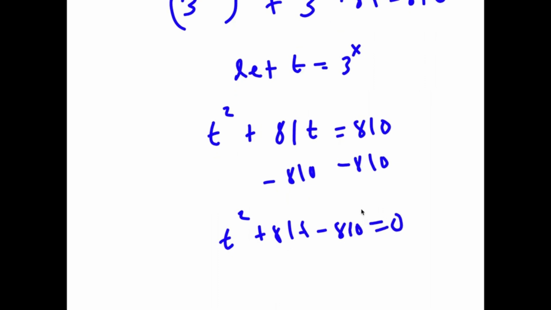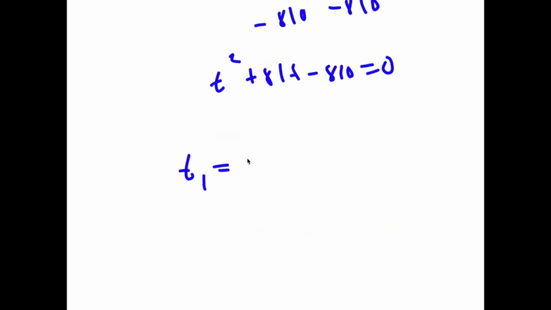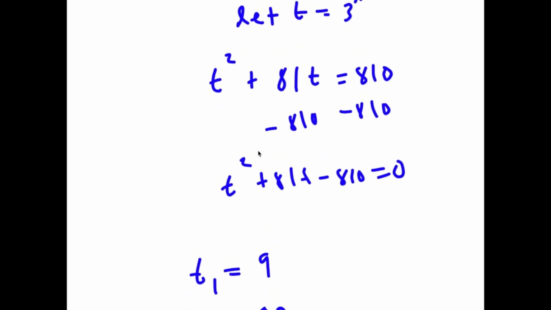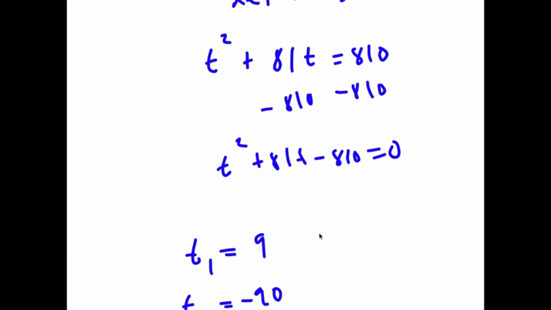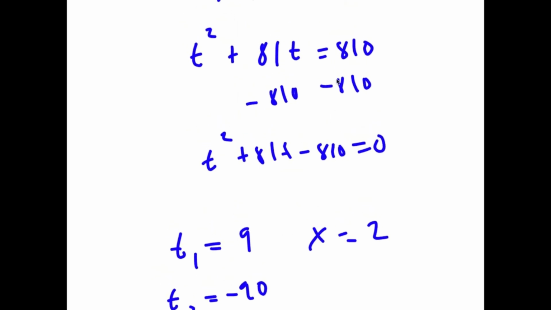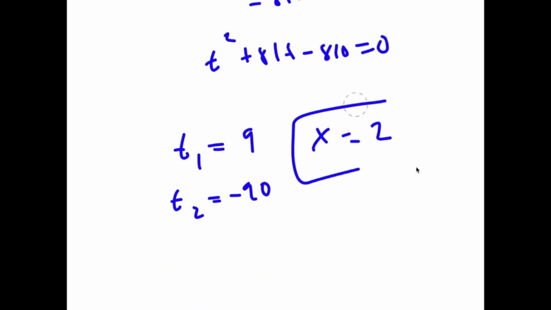So now to solve this, we have to use the quadratic formula, and I'm not going to waste your time by actually doing that. But if you do use it, you should get that t is equal to 9, t is equal to negative 90. And now remember how we set t equals 3 to the power of x. So meaning if t equals 9, then x is equal to 2. And if t equals negative 90, well, you can't take the power of a positive number and make it negative. So x equals 2 is my only solution.